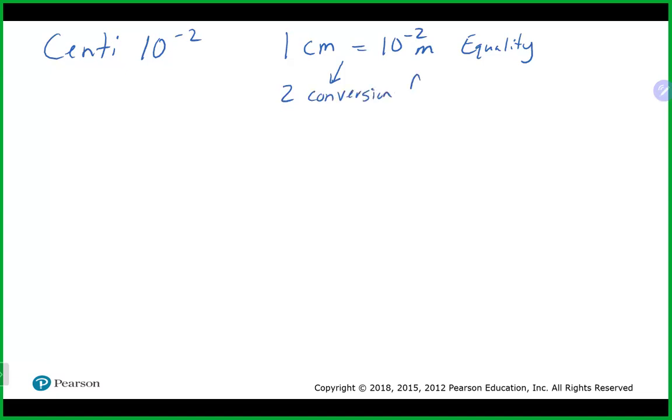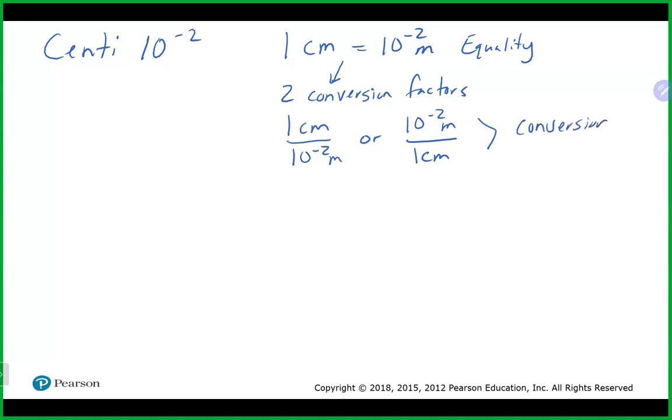And what are conversion factors? They are simply fractions. And you just basically write two fractions. So one fraction could be 1 centimeter over 10 to the minus 2 meters. Or the other fraction could be 10 to the minus 2 meters up on top, gives us 1 centimeter. These are the two conversion factors that you could get from this equality. Any questions on that there?